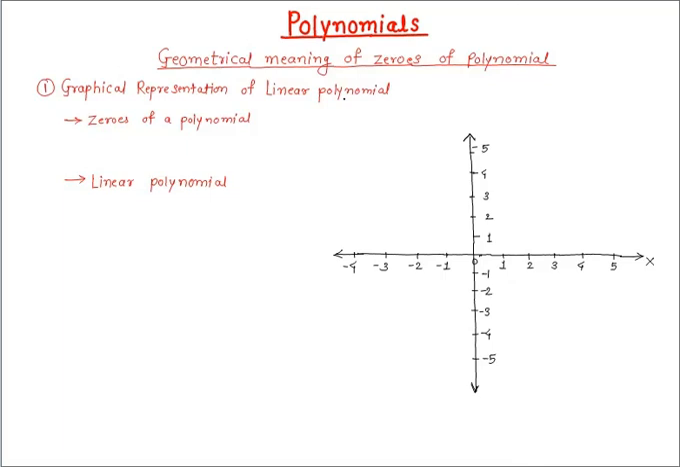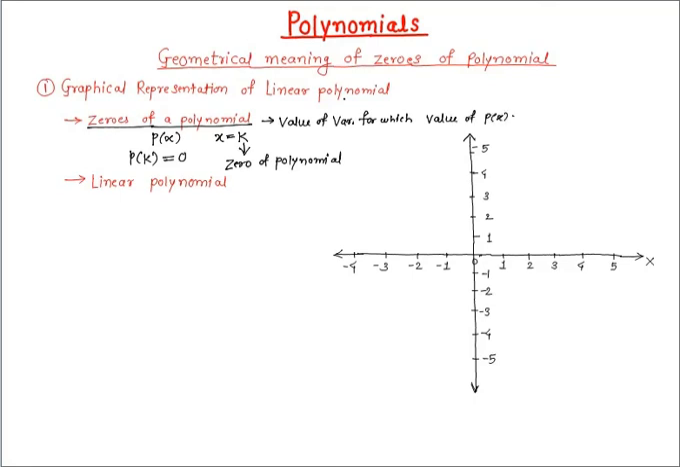Now, let us revise what we learned about zeros of polynomial in earlier classes. What is zeros of polynomial? It is the value of variable for which value of the polynomial becomes 0, right? Suppose we have a polynomial p of x, and if we substitute any real number k in place of x, and if it gives you the value of polynomial as 0, so p of k becomes 0, then this k is called zero of polynomial. Zeros of a polynomial, it is the value of a variable for which value of polynomial becomes 0.